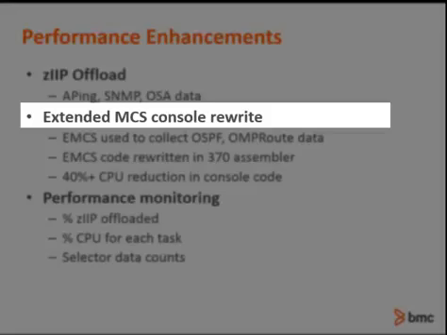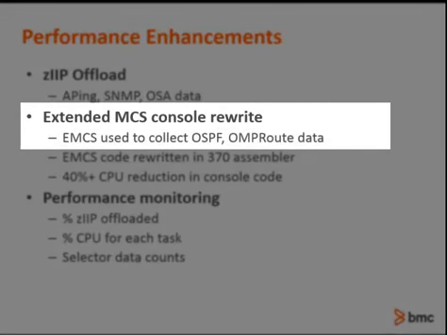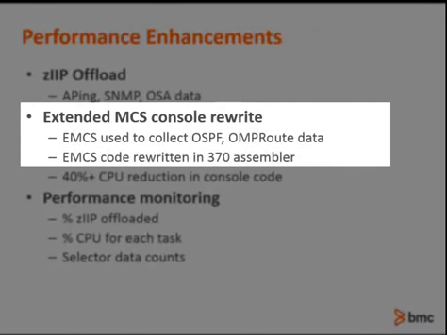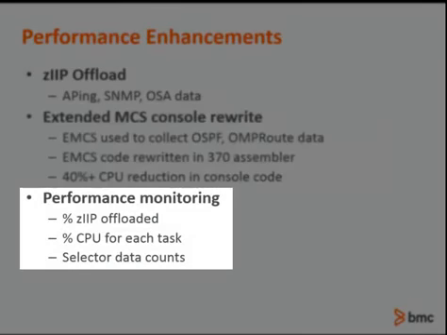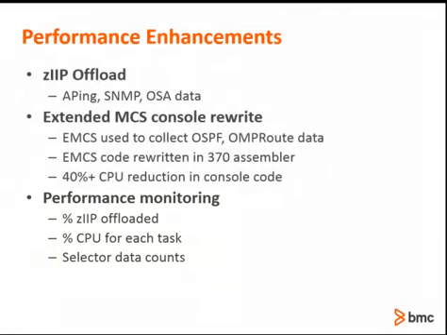MainView for IP uses the extended MCS console to collect data, including OSPF and OMP route data. With this new release, the console code has been rewritten in 370 assembler to improve performance. We have seen over a 40% reduction in CPU usage in the new console code. MainView for IP now monitors its own tasks not only for CPU usage, but also monitors zIIP offloading. Data counts will also be kept for each view and selector.